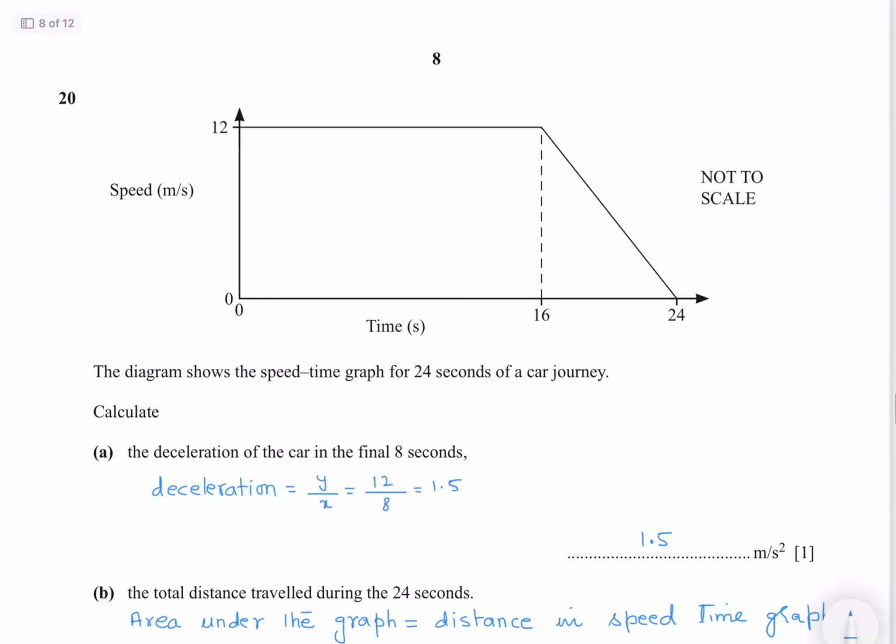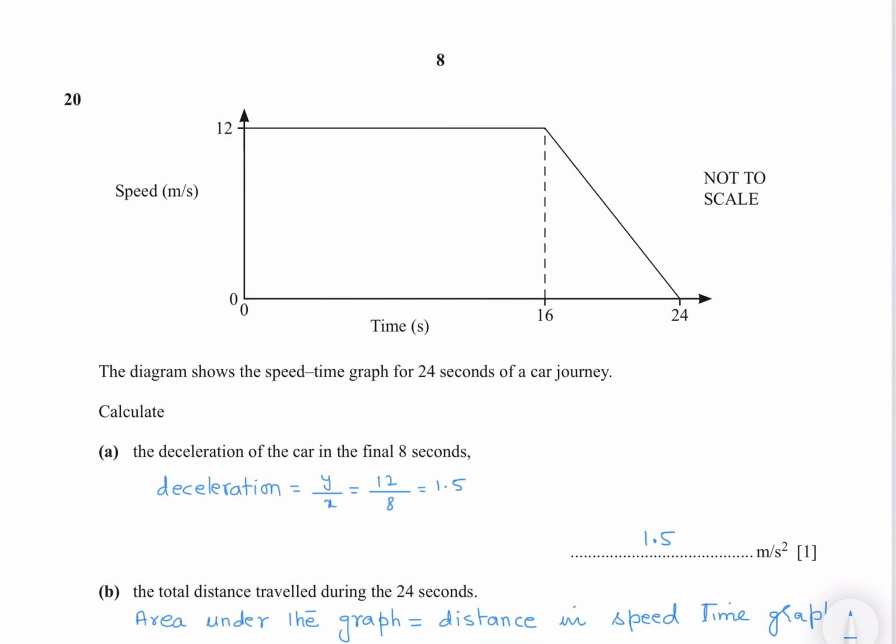Question number 20. Diagram shows a speed time graph for 24 seconds of a car journey. Calculate the deceleration of the car in the final 8 seconds. So deceleration equals y over x. Y is your 12, x is your 24 minus 16, which is 8. So 1.5 meter per second square.